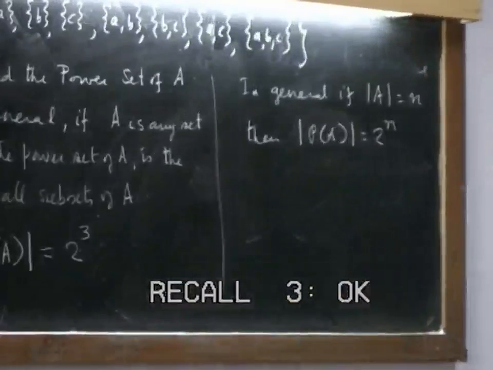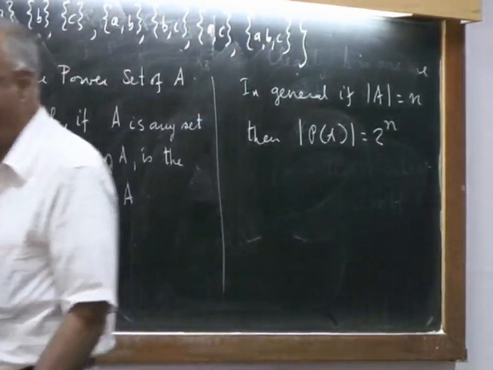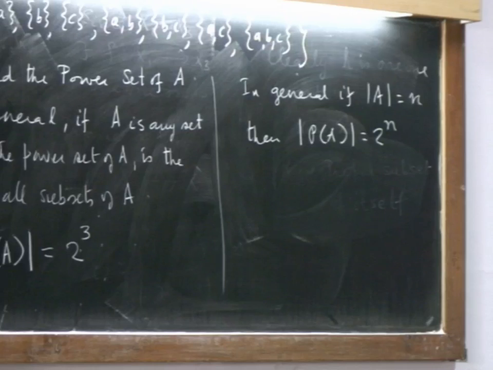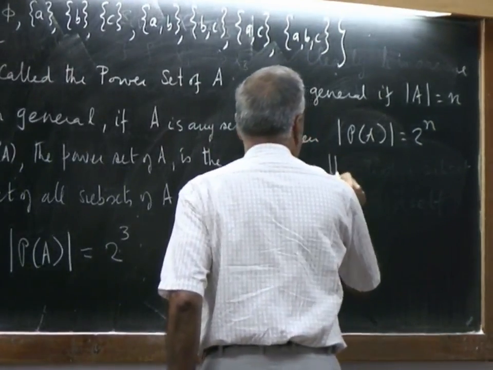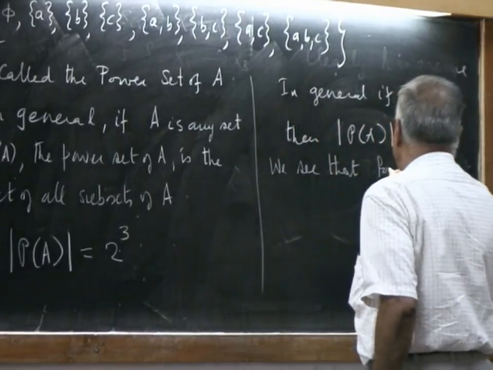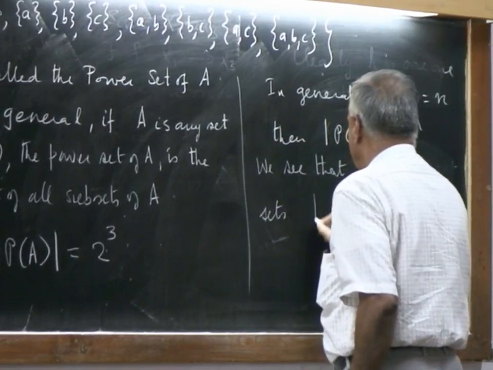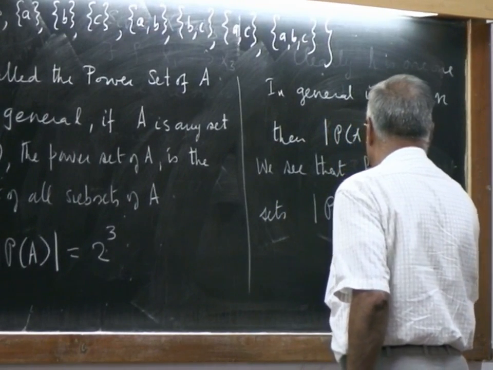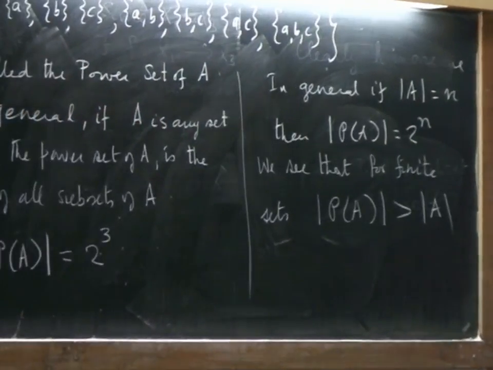Now what is evident here is that the size of the power set in all these cases is bigger than the set we started with. If A had 2, PA had 4. If A had 3, PA had 8. So PA looks much bigger than this. So therefore, we see that for finite sets, the power set size is always greater than the size of the set.